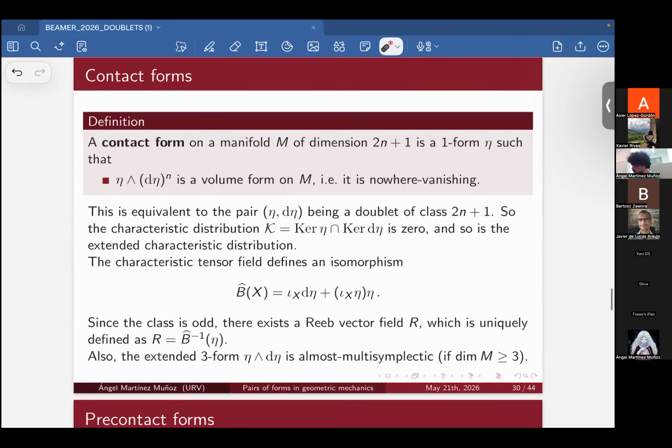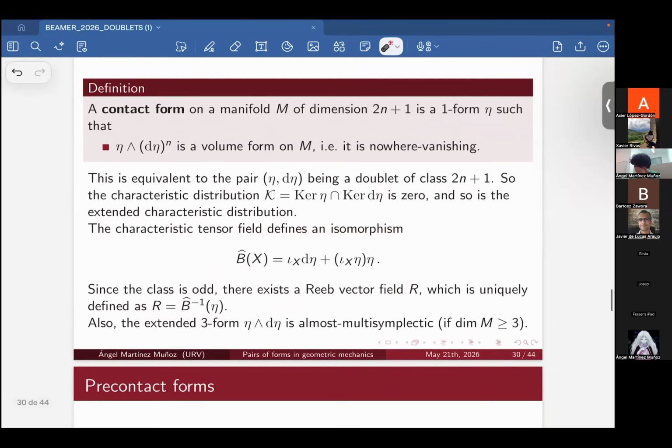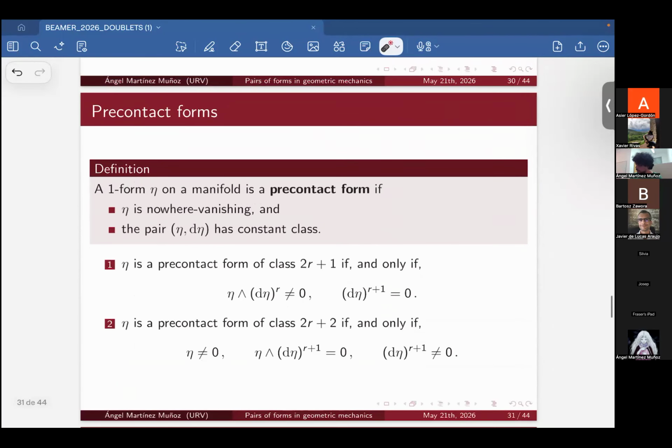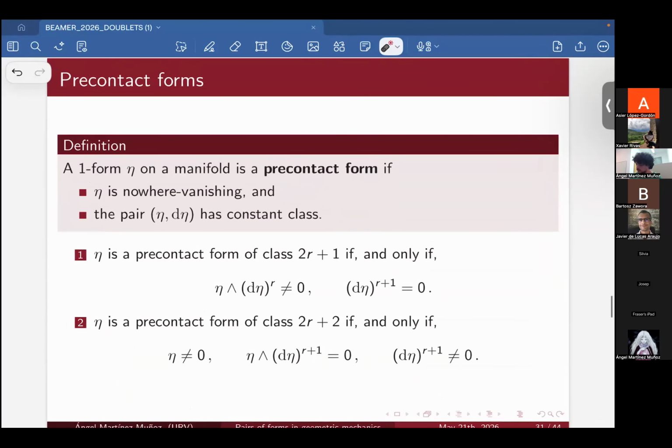So in contact forms, you would care about the one form and its differential, and being a contact manifold is equivalent to the class being 2n plus 1. Again, because the class is equal to the dimension of the manifold, you have this isomorphism. Because the class is odd, you have this Reeb vector field, which is very important. Also, in this case, this is an almost multisymplectic form, not necessarily closed. But yeah, you have these things.